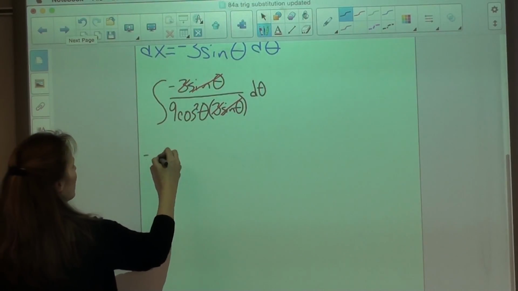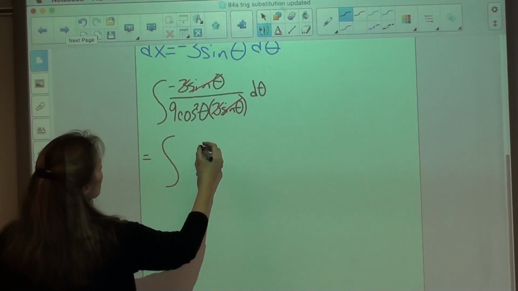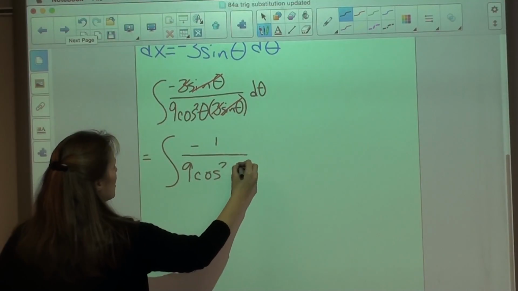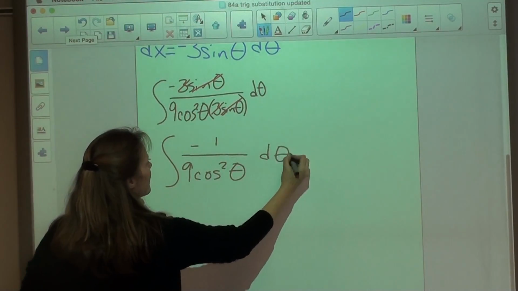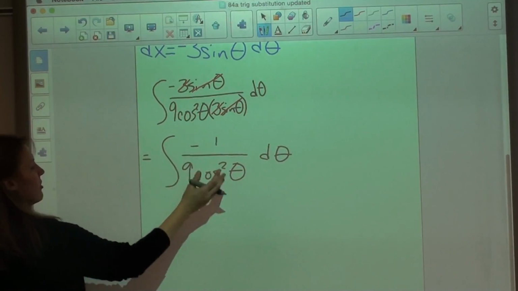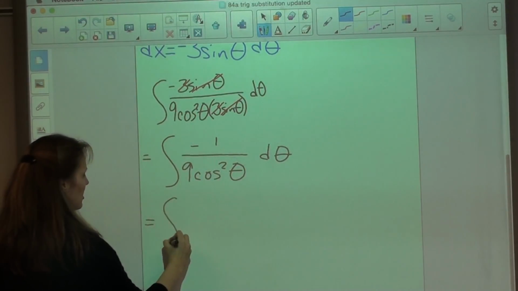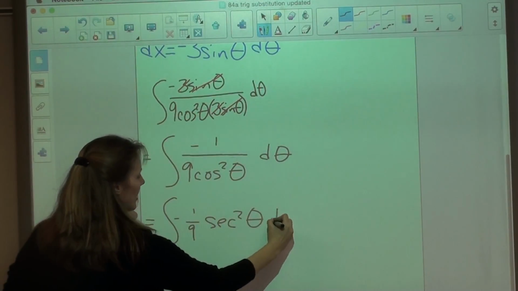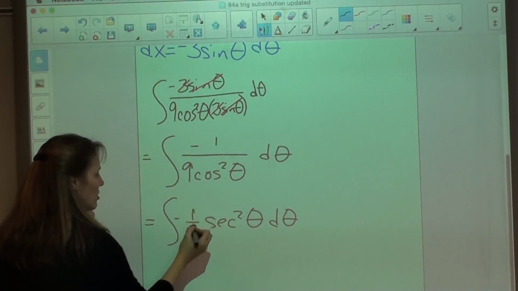Okay, so let's just rewrite what we have. This now equals the integral of negative 1 over 9 cosine squared theta d theta. So how could we rewrite this in a way that we could evaluate? Negative 1/9 the integral of secant squared theta. If we rewrite 1 over cosine squared as secant squared, we get negative 1/9 secant squared theta d theta.